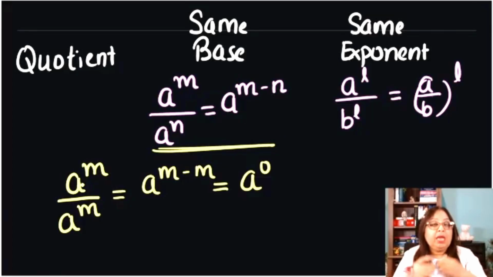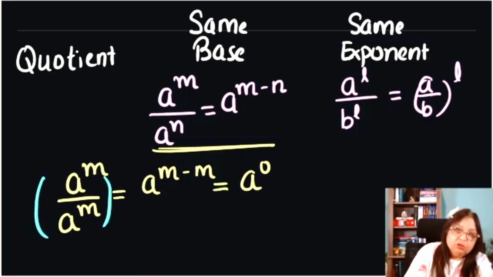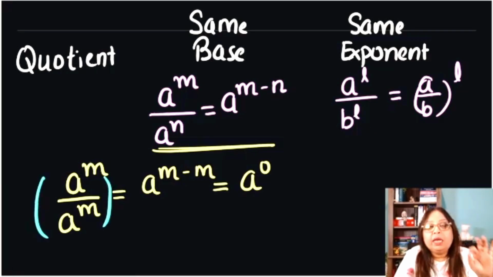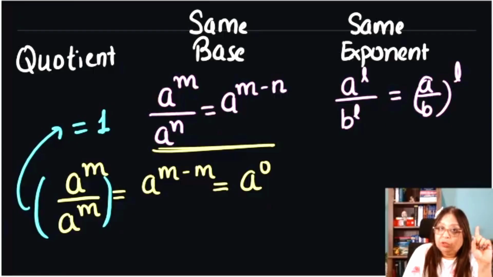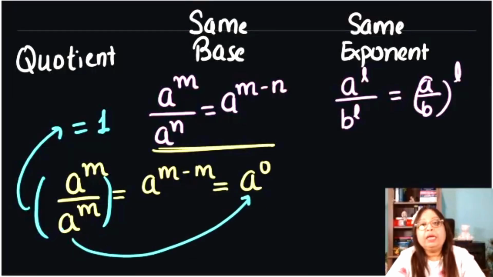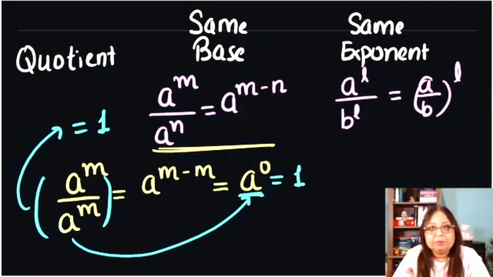But now, any number divided by itself, the quotient is equal to 1. So that means here, this a to the power m divided by a to the power m is also equal to 1. And we just showed that a to the power m over a to the power m is also equal to a to the power 0. So can we say that a to the power 0 is equal to 1?